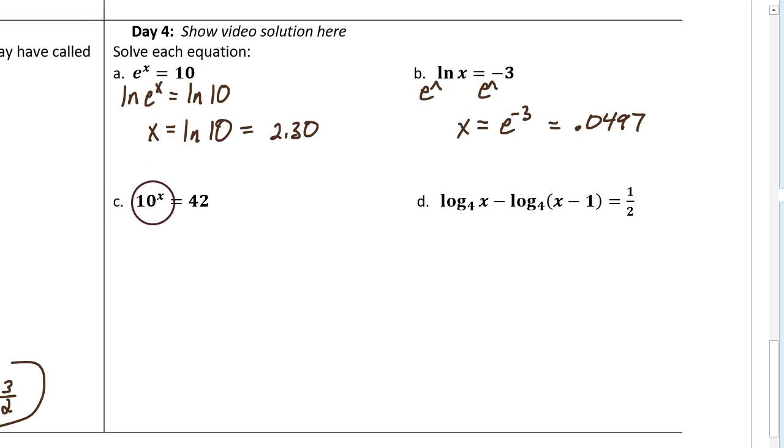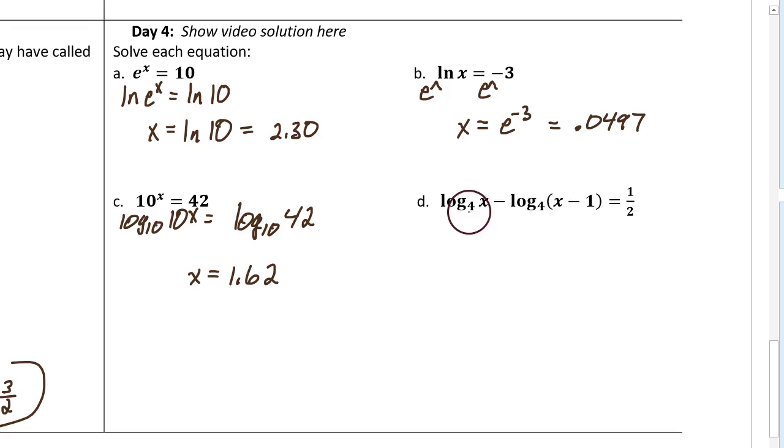Okay, question C, we want to solve for x, which is in an exponent. So we need to do a logarithm. So we're going to do the base 10 logarithm of the left side and take the base 10 logarithm of the right side. The base 10 log of 10 to the x is x. And on the right side, we could type that in the calculator. It's 1.62 if you round it.